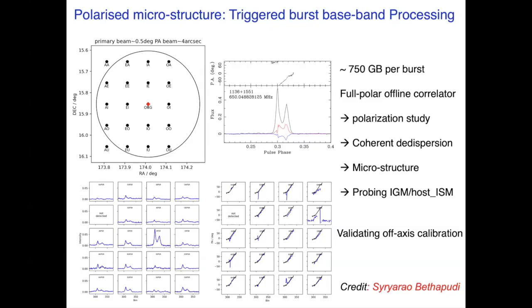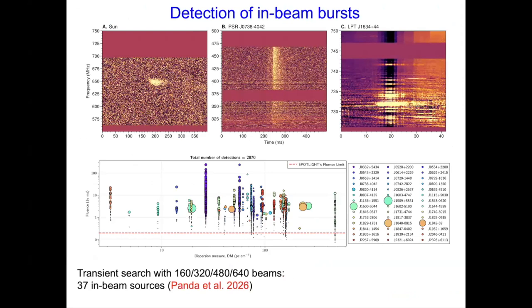So, some of the interesting results: the system has been operational in full real-time phase since October last year. And as you can see, we have gone through a number of beams. We started with 160 beams and then moved to 320, 480. And finally, since last March, we are at 640 beams.